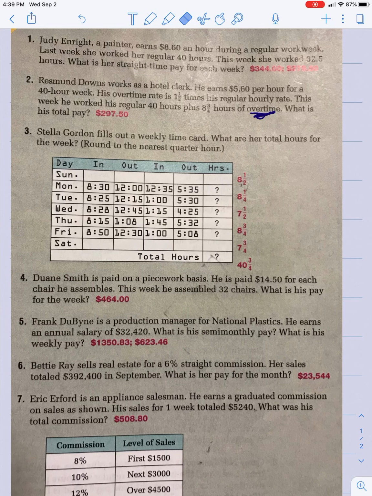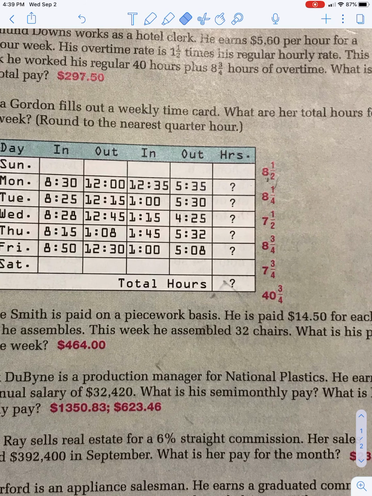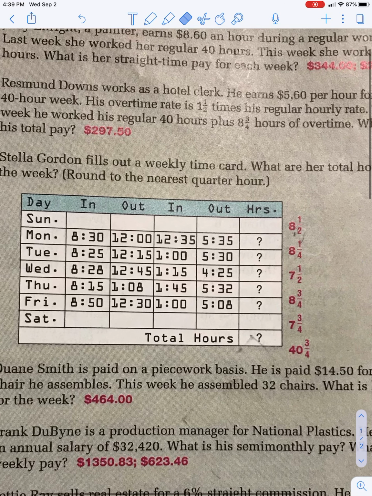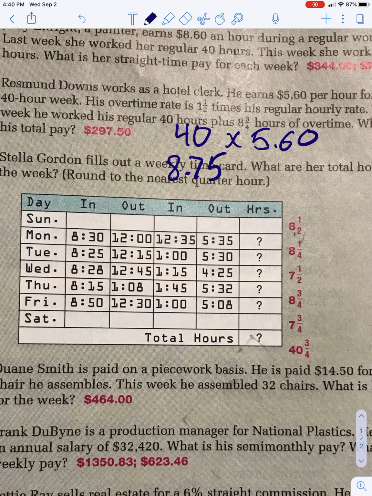All right, so he earns $5.60 per hour for a 40-hour week. Time and a half is regular hourly is what he gets. He worked 40 hours plus 8 3/4 of overtime. So remember, you're going to go 40 times this $5.60 an hour. Okay, and then you're going to go 8.75 is his overtime times his hourly times 1.5, which is called time and a half. Okay, so timesing by 1.5 makes this a higher hourly rate for overtime, and then you multiply it by the hours, and then you would add those two things up. Okay.